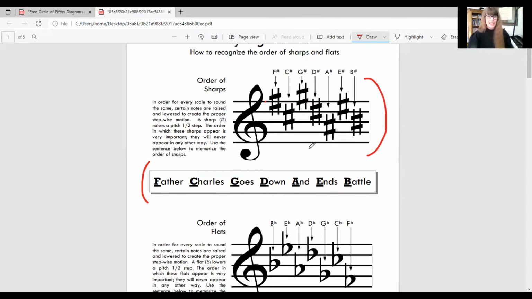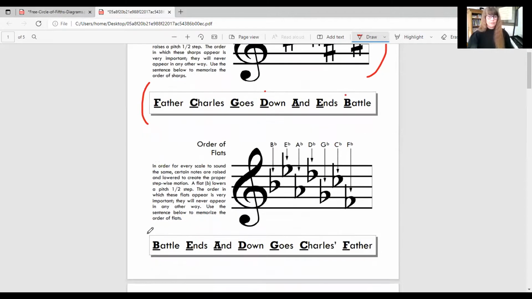They have to be in this order. You cannot write the B sharp first and then go to a D sharp. They have to be in order. So the F sharp always starts on the top line, and then you go down to C, up to G, down to D, and so forth. I'm going to go through them again on my whiteboard following this. And then you have the order of flats. It's interesting. It's just the same sentence we just used.